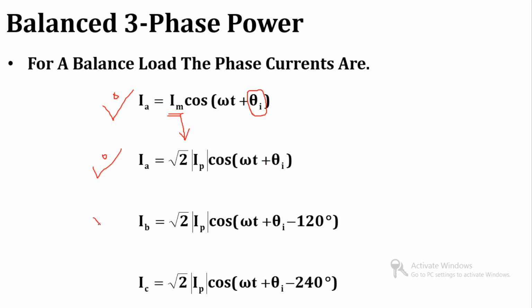Again I can write Ib on the basis of Ia. I have to shift this angle by 120 degrees. So Ib is equal to root 2 into mod Ip cos omega t plus theta I minus 120 degree. And Ic is equal to root 2 into mod Ip cos omega t plus theta I minus 240 degree. So this is the load current for the 3 phases Ia, Ib, Ic.